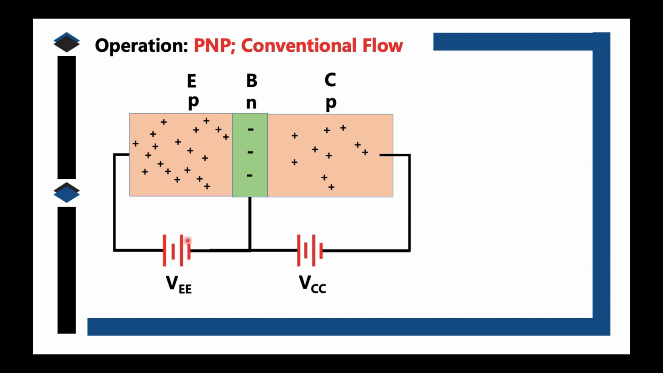Okay, so if you have that type of connection, we can conclude that the base-emitter junction is forward bias. And just so, if it is forward bias, therefore, it offers low resistance.